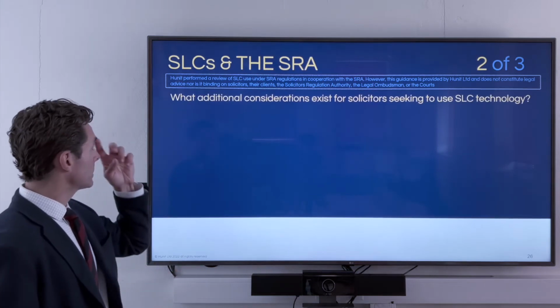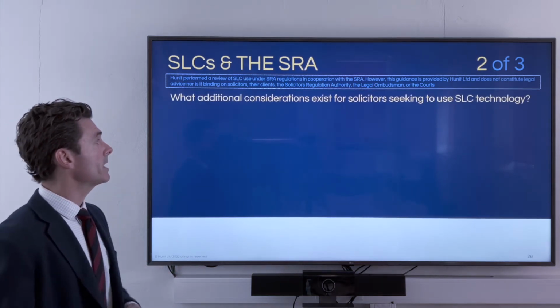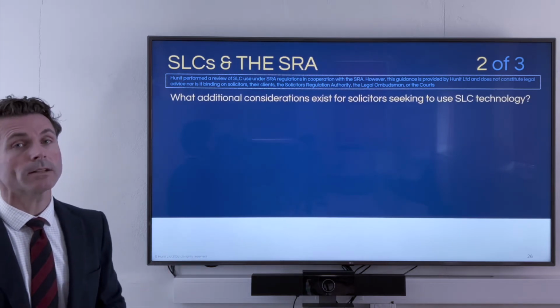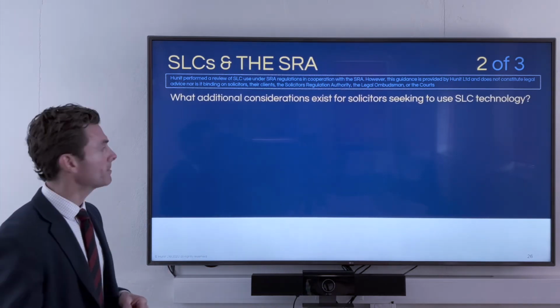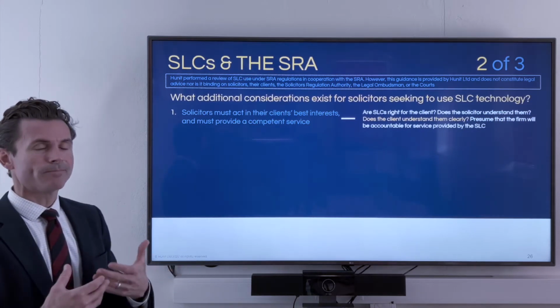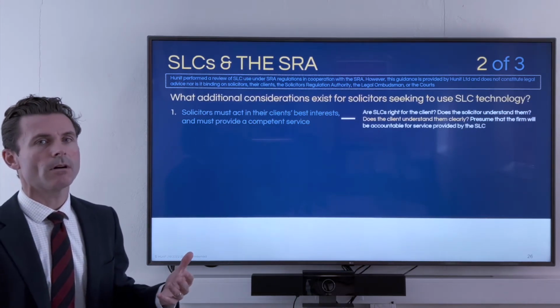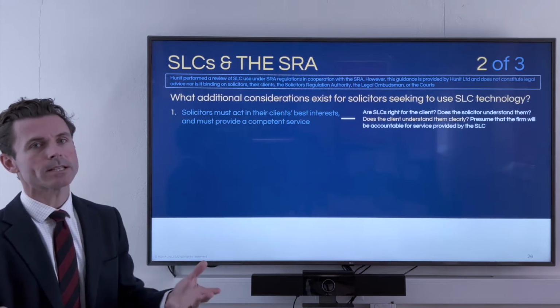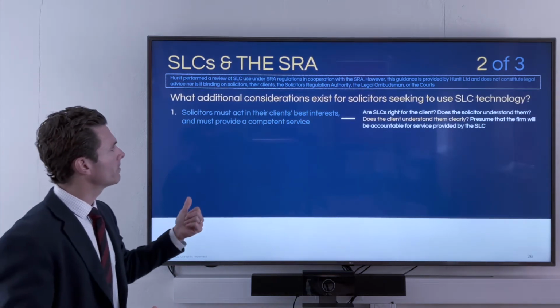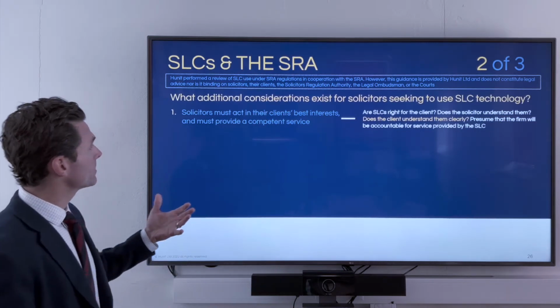Part 2 of our investigation is what are some additional considerations for solicitors seeking to use smart legal contract technology. What else do they need to think about other than just simply payment? So, and again, these are essentially updated views on the regulations as they already exist around regulated services. So, number 1, they need to act in their client's best interest, and they must provide a competent service.